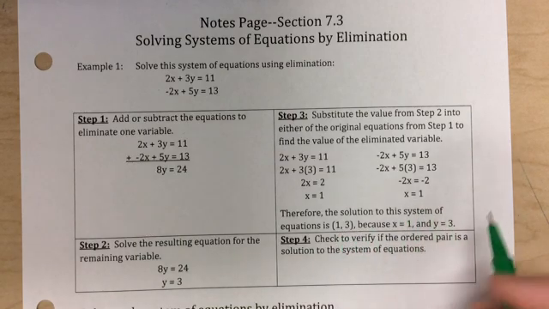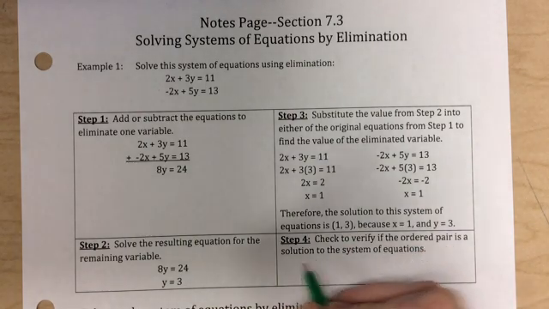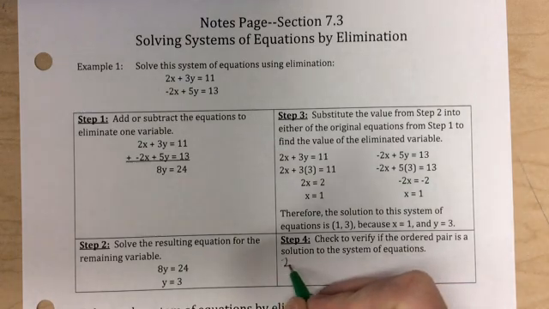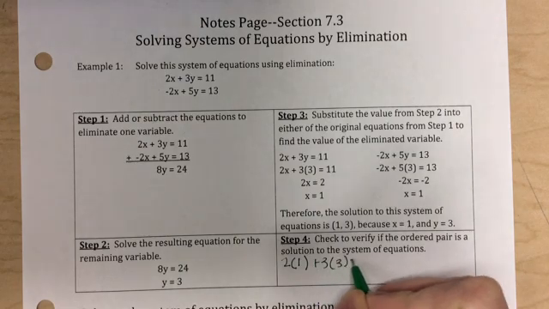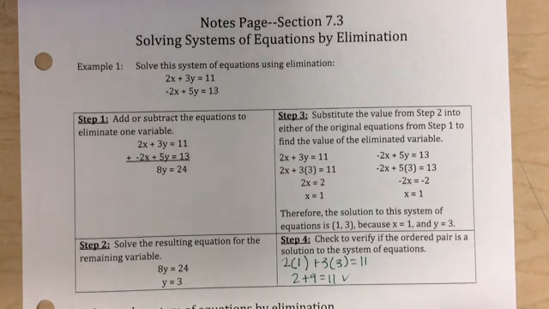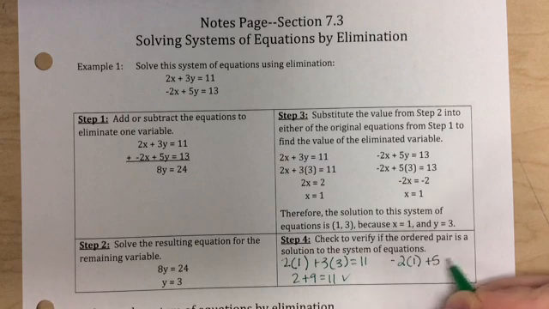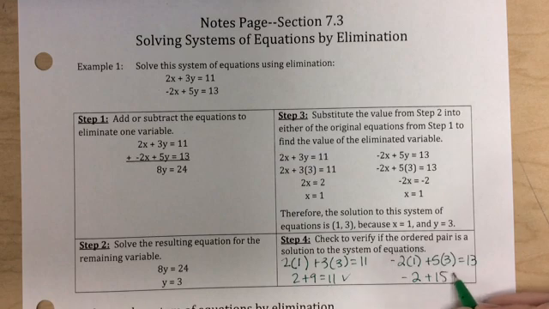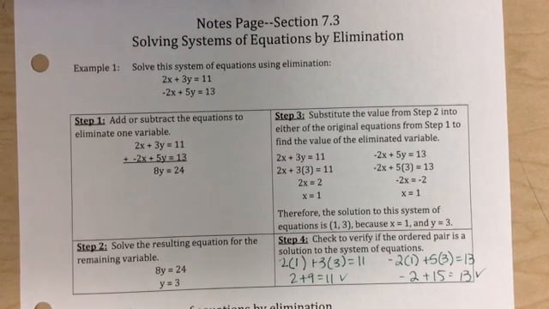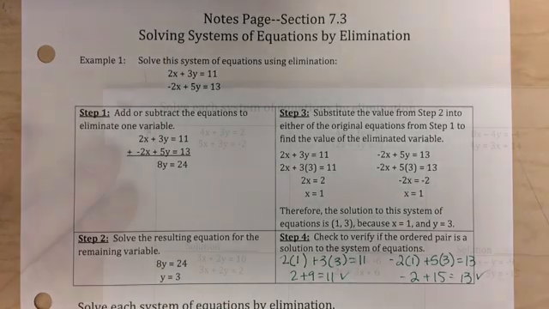And then I can verify that by plugging it in, and we'll do that right now. And I need you to write this down as well. So the first equation, 2 times 1 plus 3 times 3 equals 11. Does 2 plus 9 equal 11? Yes. And then the second equation, negative 2 times 1 plus 5 times 3 equals 13. Does negative 2 plus 15 equal 13? Yes. It works in both equations, so that is the solution to my system of equations.